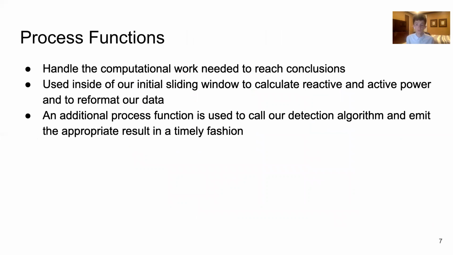Process functions in Flink do the necessary low-level computational work to generate meaningful results. We use a process function inside our sliding window to calculate reactive and active power and to generate the tuples that our predict logic is expecting. In addition, we use a separate process function to call our predict method and emit the solution for each window to obtain the correct output. It is within this predict function that we run our implementation of the event detecting algorithm within the stream of voltage and current samples.